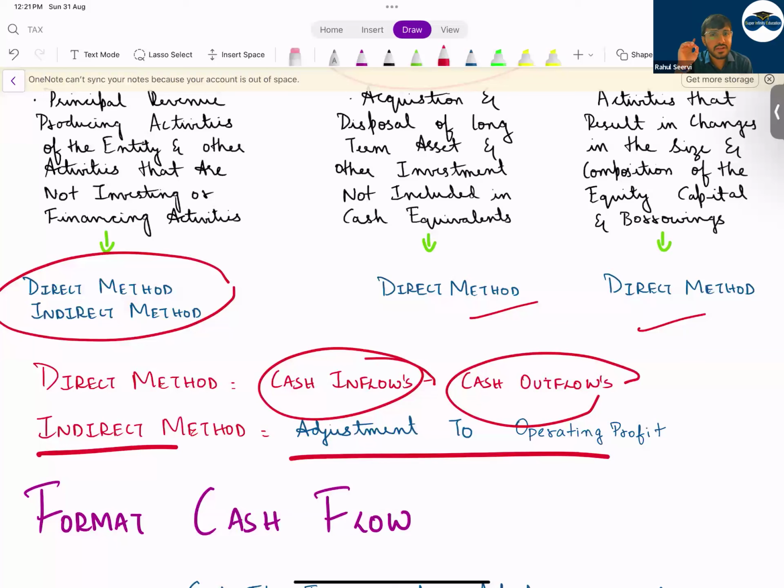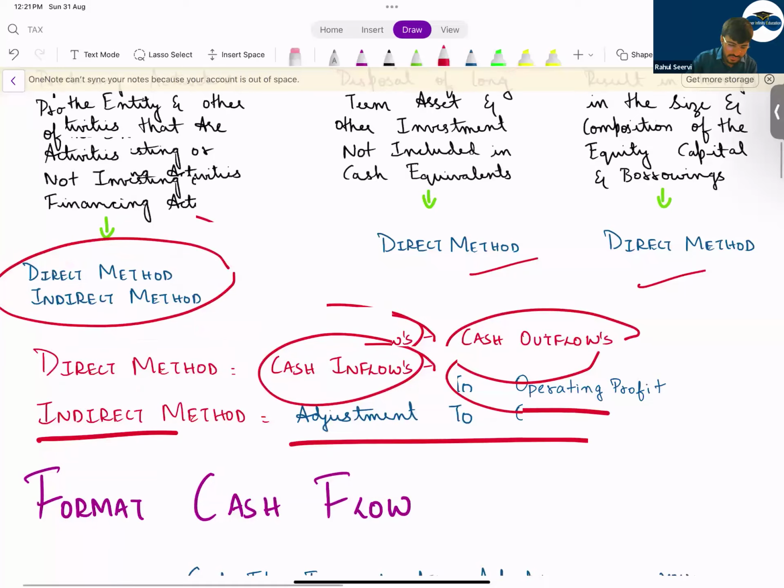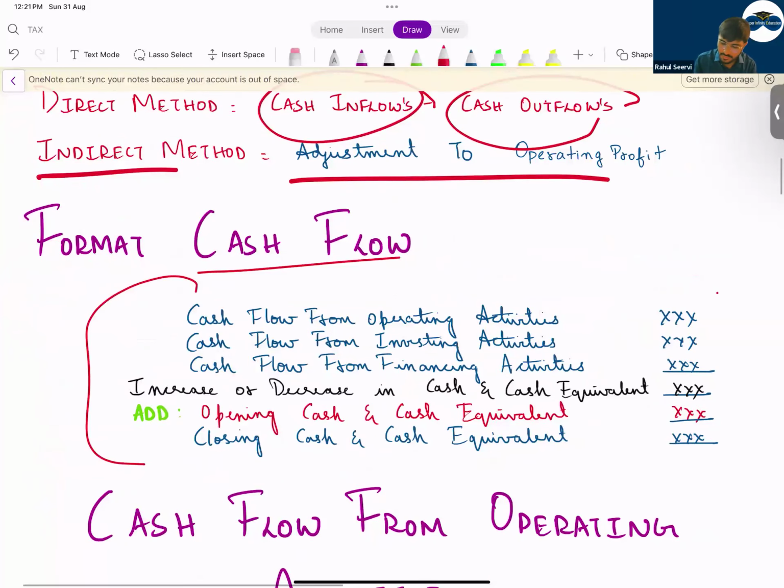Operating profit. We will start our calculation from operating profit. First, it was profit calculation, profit before tax. Now here it is operating profit. So see the format of cash flow. This is the format. It's a small format, detail we will study.